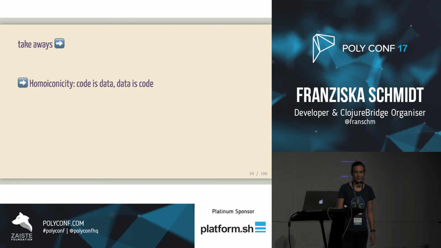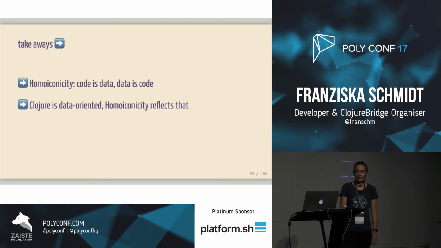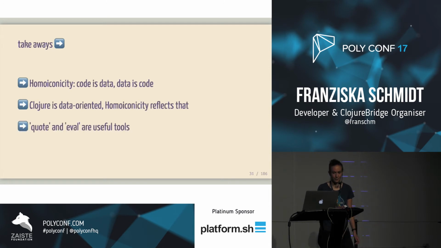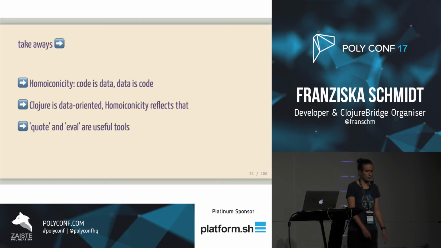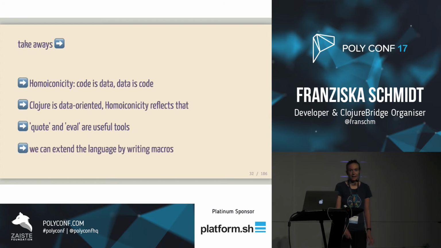So, takeaways from the first section. Homoiconicity: code is data, data is code. That's what that stands for. Clojure is really data-oriented and puts data first, and homoiconicity reflects that. Quote and eval are two hammers that let you look at forms as either code or data, depending on what you need at that point in time. Lastly, we can extend the language by writing macros, but I really want to stress that homoiconicity in Clojure is not just about macros, it's more about putting data first, and there are other things you can do with it.